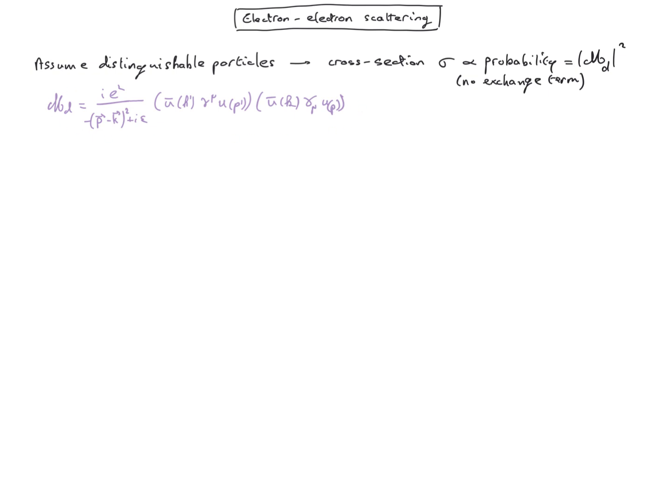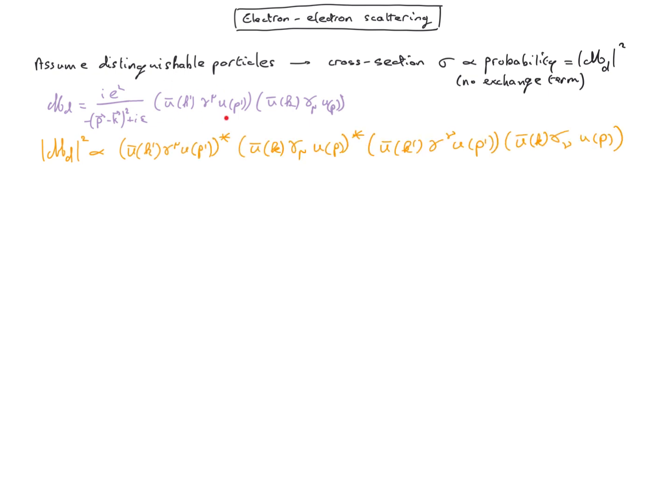So we are going to take the modulus squared of this amplitude, and in particular we are going to focus on the terms with the spinors and the gamma matrices. Note also that to simplify the notation, I didn't put the spin degrees of freedom explicitly in the spinors, but this is implicit and we will restore it later. Remember that these are just C numbers, therefore to get the modulus squared, we take the complex conjugate and we multiply by the original term.